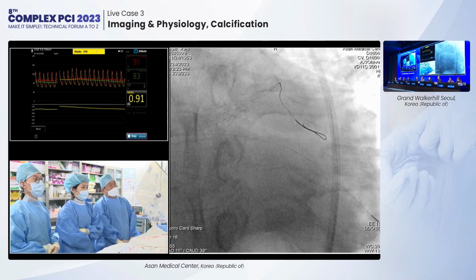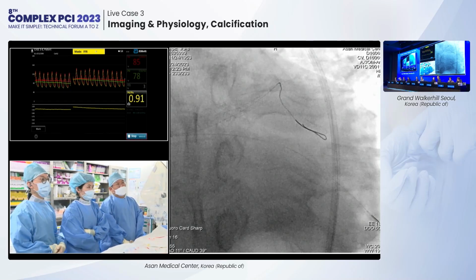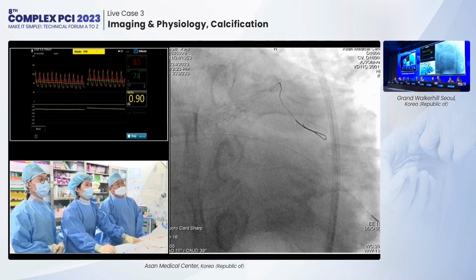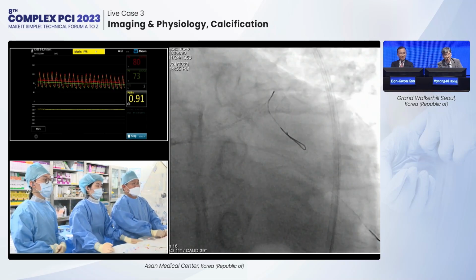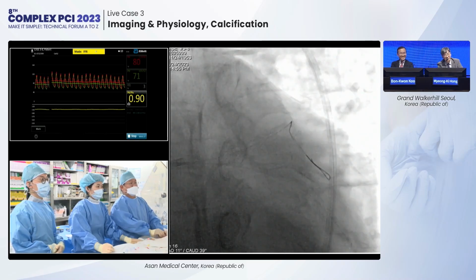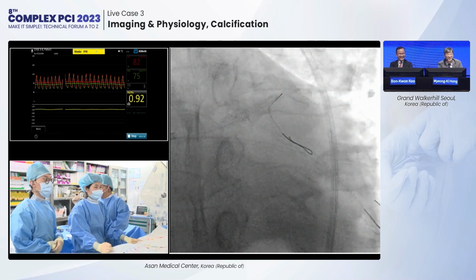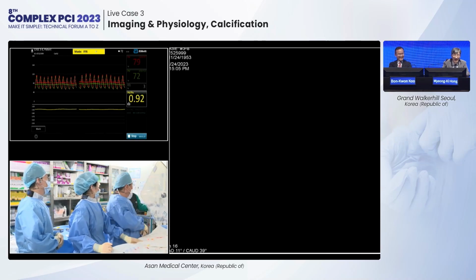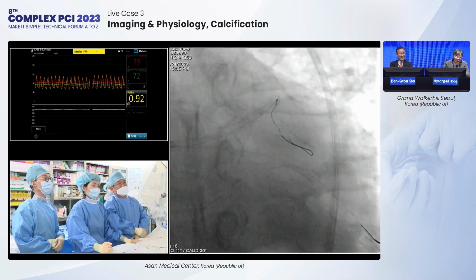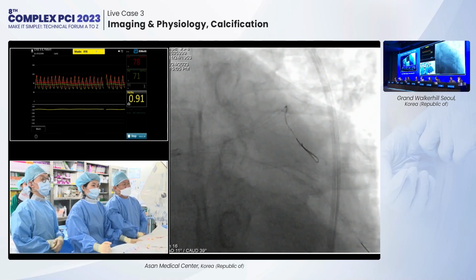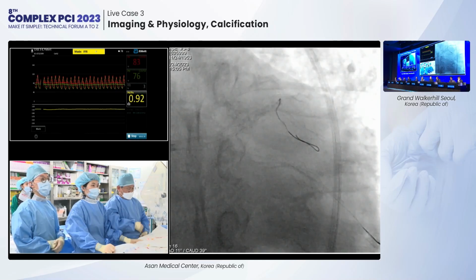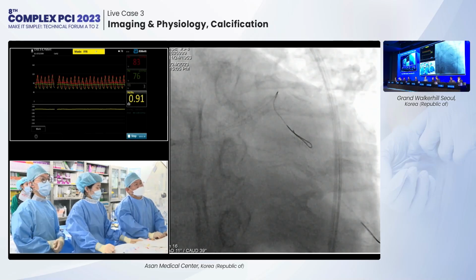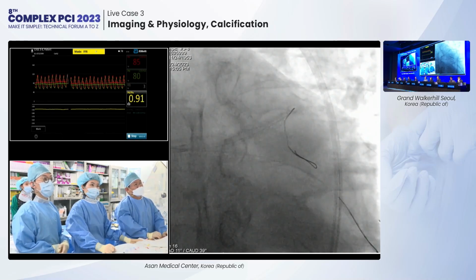So hyperemia is starting, and the Pd/Pa is 0.91, 0.90. I think anyhow it will approach 0.82 because Dr. Koo said that. So could you give us more hyperemia, 200 microgram? Okay, good. It makes around 0.82 at least. But the reason why I still measure FFR is I cannot predict the FFR accurately. So that's the simple physiology.